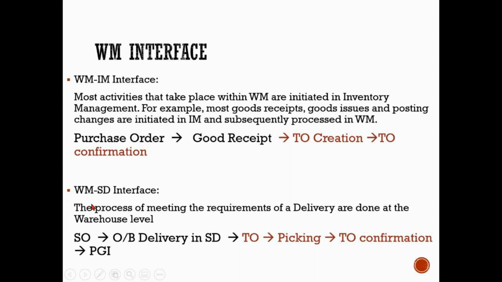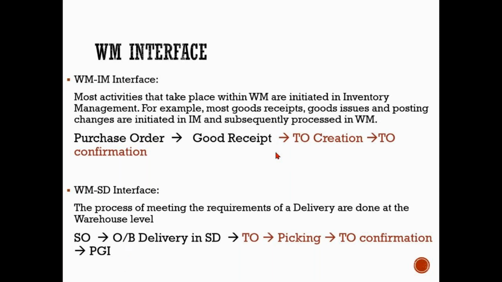Okay, similarly for WM, we have a sales order and outbound delivery. Nikhil, any questions? Yeah. Where are we doing this goods receipt, in SAP MM or in WM? Like I said, until this goods receipt, it is the IM part. So WM doesn't really work for any goods receipt.